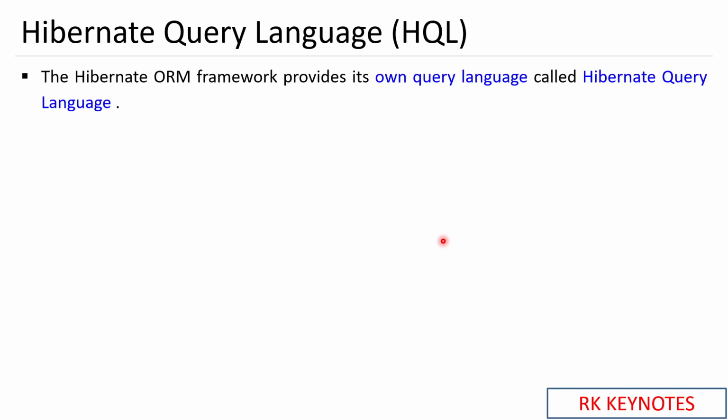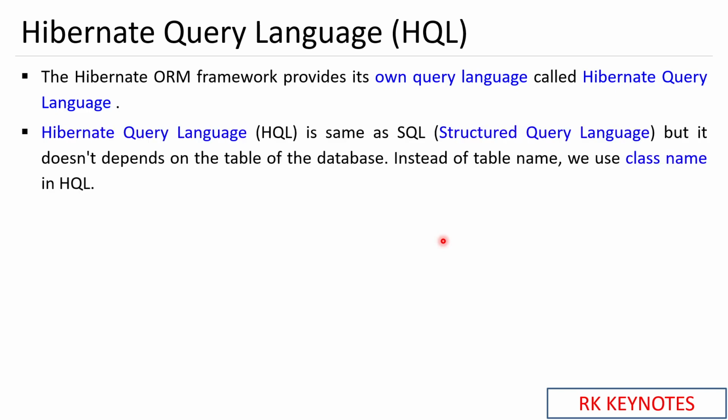So basically, Hibernate framework has its own query language that is called Hibernate query language. It is similar to SQL, that is structured query language, but the thing is that we will not use the table name in the queries. Instead, we'll be using the class name. Okay, that is the POJO class name. So basically, this is a database independent query language, which supports all the databases.